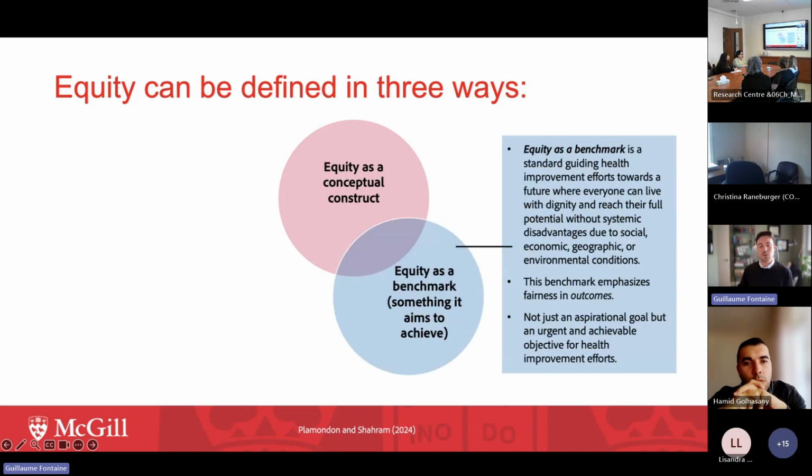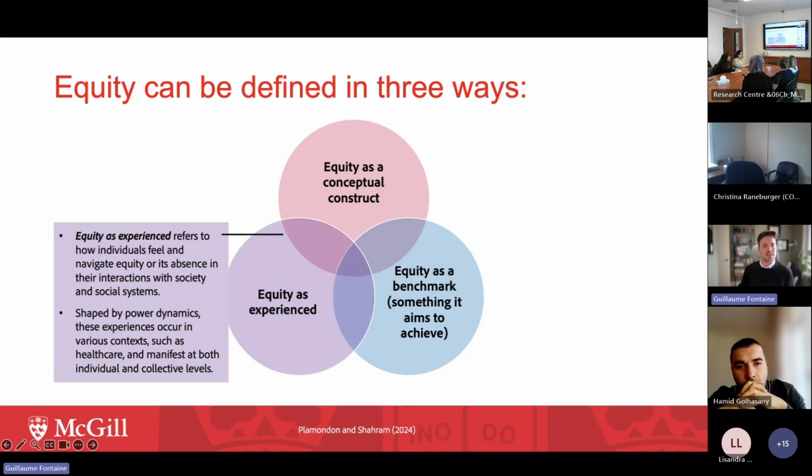So as something that we aim to achieve, right, as a goal. So as a standard for guiding our efforts to improve healthcare. And really this way of thinking around equity emphasizes fairness and outcomes of what we do. So it's really not just an aspirational goal, but is really meant to be an achievable goal for the research and the work that we do.